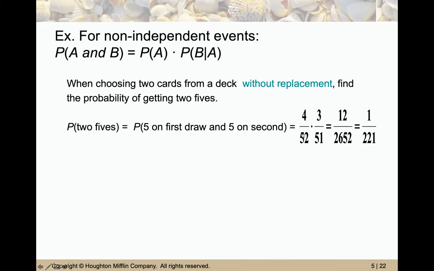So in our deck, we start off with 52 cards. There's 4 5s, right? The 5 of hearts, the 5 of diamonds, the 5 of clubs, and the 5 of spades. So we've drawn one card and it is a 5. So we no longer have 4 5s, we have 3 5s, and we no longer have 52 cards, we have 51. And so that turns out to be 12 over 2,652, and that is 1 over 221.